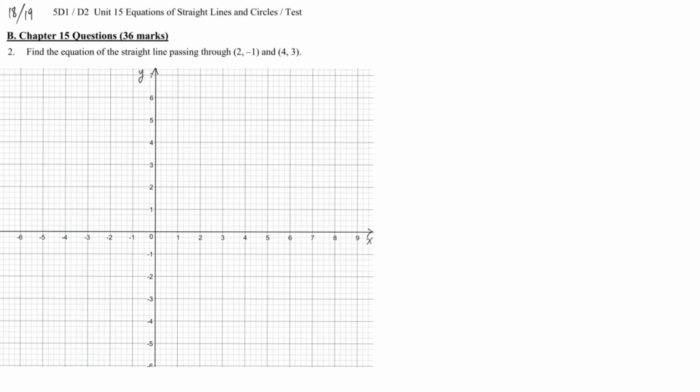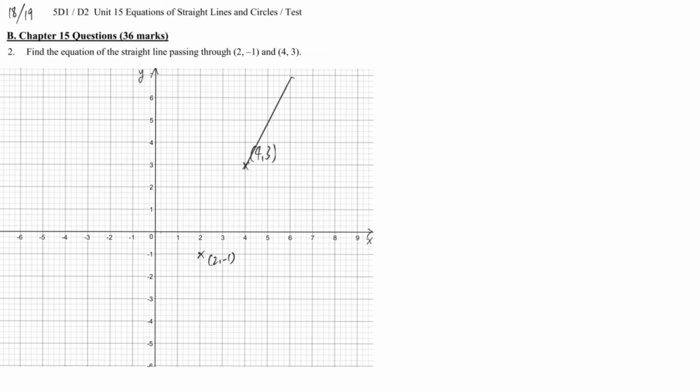This time we are going to find a straight line passing through these 2 points. 2, negative 1: go right by 2, go down by 1. So we have 2, negative 1 here. And then another point, 4, 3. That means go right by 4 steps and then go up by 3 steps. So we have 4, 3 here.